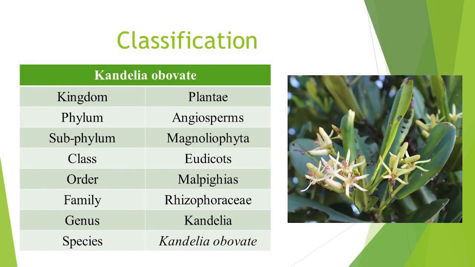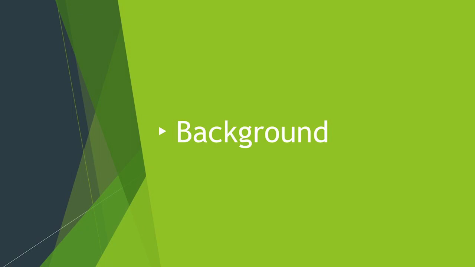Here is the classification table. We can see that the Kendelia obovata belongs to Angiosperm and it has Eudicotyledon as a class, and the family will be Rhizophoraceae, and the genus name will be Kendelia. Now I will talk about some background information of the Kendelia obovata.